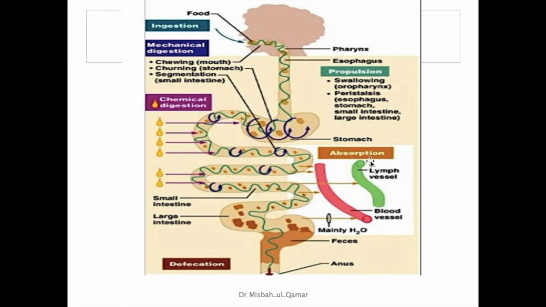And then finally, there is absorption and transport of the digested end products into blood and lymph vessels, which are present in the wall of the alimentary canal. And then finally, defecation, the elimination of indigestible substances from the body as feces.